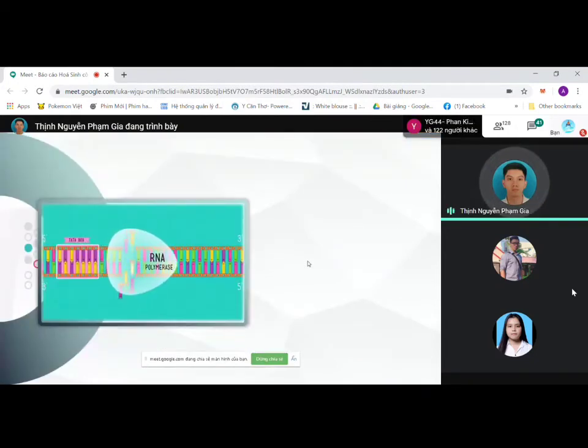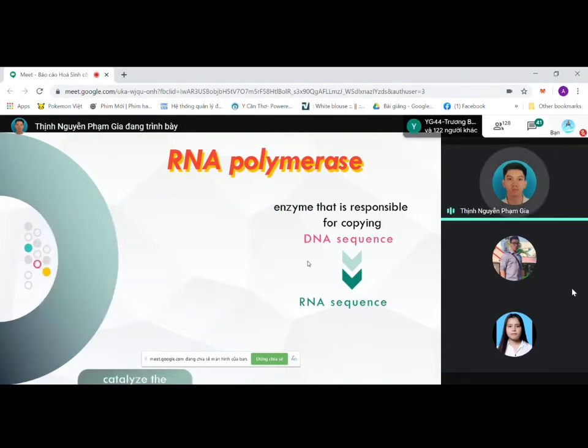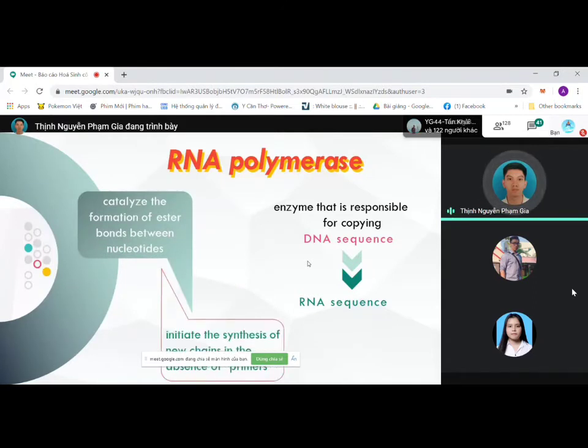Next is RNA polymerase. It is the enzyme that is responsible for copying DNA sequence into RNA sequence. Like DNA polymerase, RNA polymerase catalyzes the formation of ester bonds between nucleotides that pair with the complementary nucleotides on the DNA template. But unlike DNA polymerase, RNA polymerase initiates the synthesis of new chains in the absence of a primer.